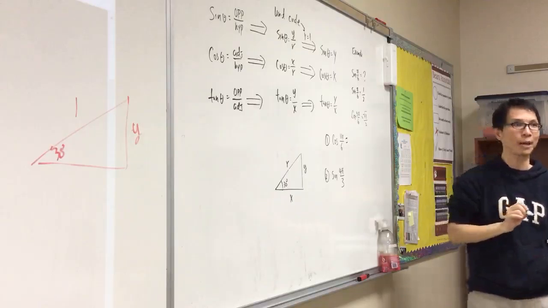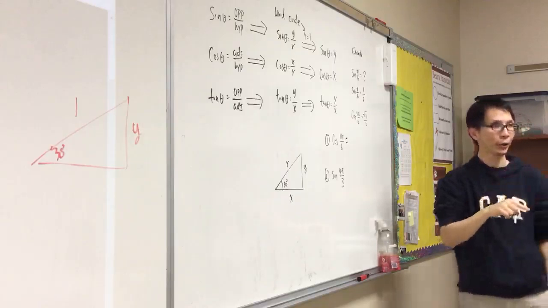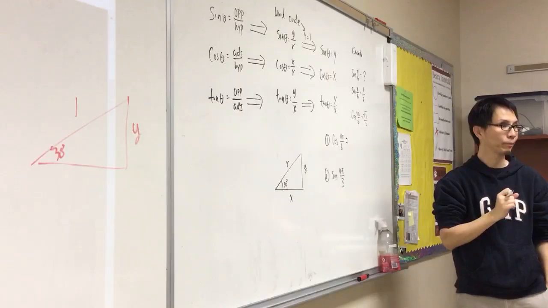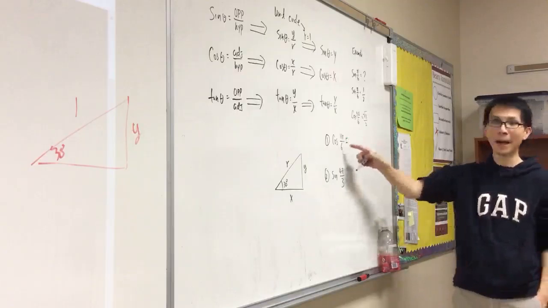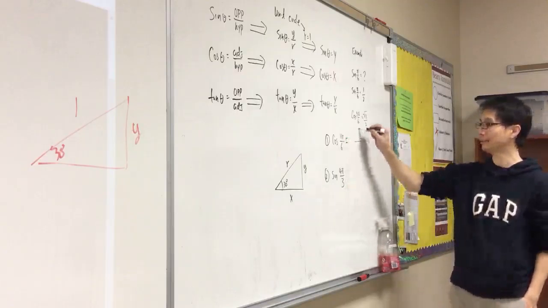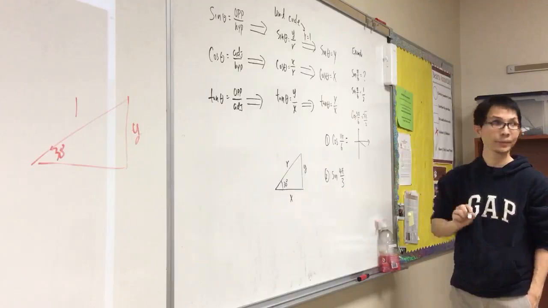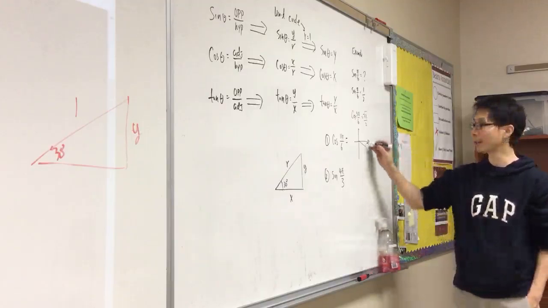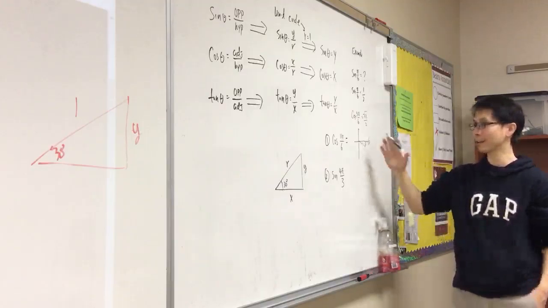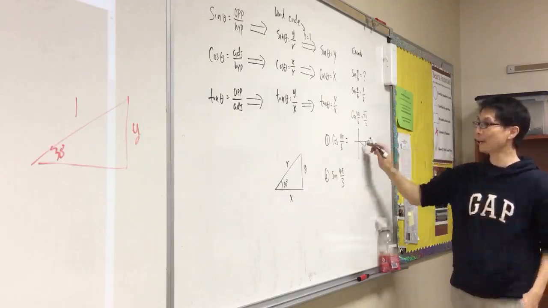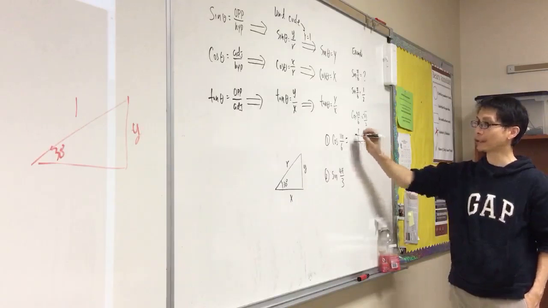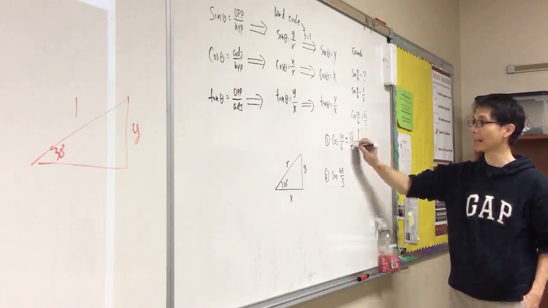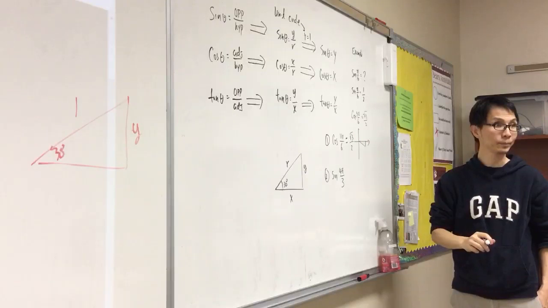Okay, so 11 pi over 6, right? Think about 11 pi over 6. Is it a tall triangle or a wide triangle? It's a wide triangle, because 11 pi over 6 is located right here, closer to 12 pi over 6. So if you look at the triangle, it's a wider triangle. Therefore x is going to be wider, so it's going to be square root 3 over 2, and it's not negative because it's on this side.